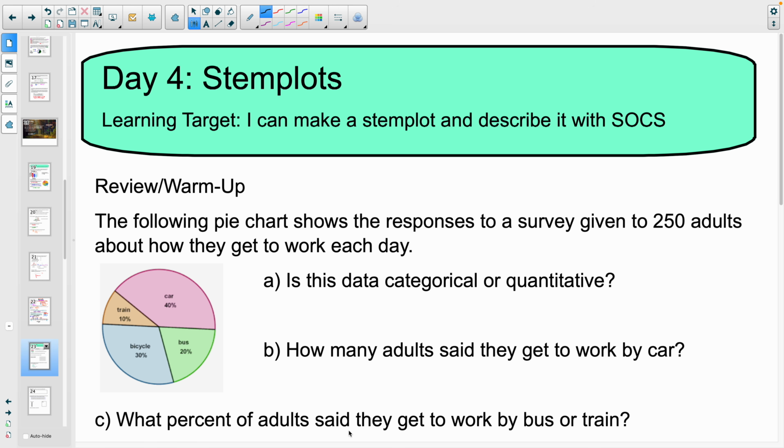Lesson day 4, where we're going to talk about stem plots. Your learning target today is I can make a stem plot and describe it with SOCS. So we're going to start with a review like we always do.